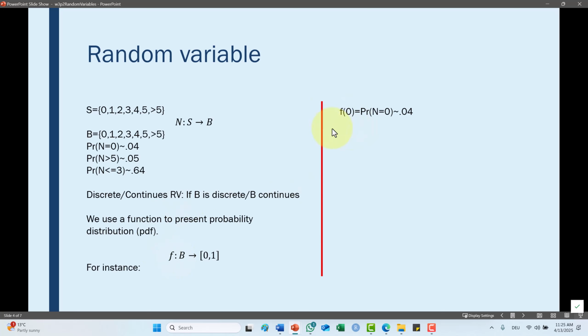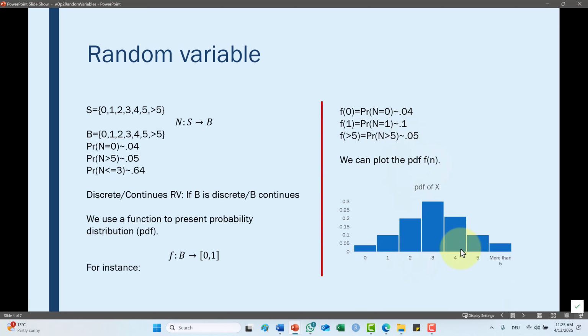For example, for this bakery scenario, f of 0 is the probability that n equals 0, which is 0.04, and f of 1 is the probability that n equals 1, which is 0.1, and so on and so forth. We can obviously plot the PDF of f. That means we can represent the probability of each one of them by a histogram, for example. That is the probability distribution of the random variable n.